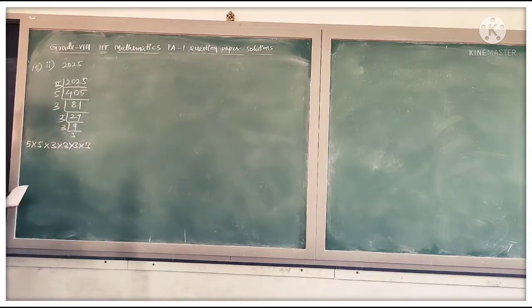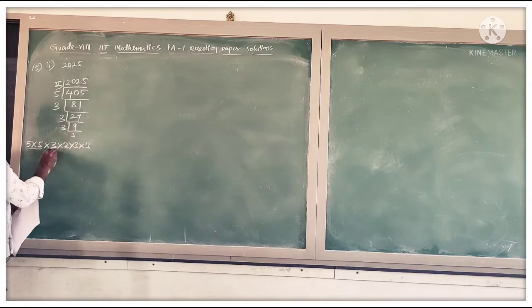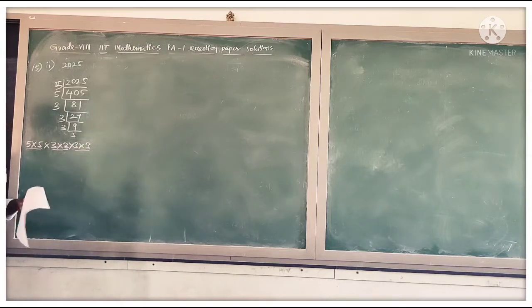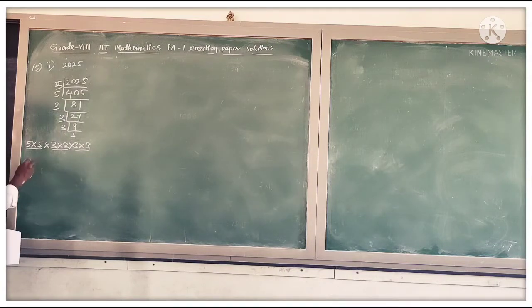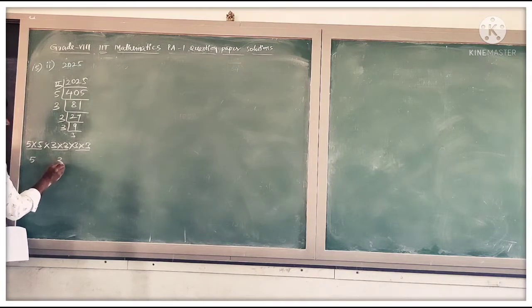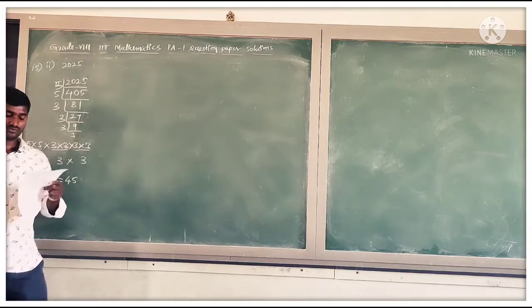So we can make pairs for every two similar factors. These two are one pair, these two are one pair, these two are one pair. To find the square root of the given number, we need to select one number from each pair: 5 from this, 5, 3 from this, and 1 3. Next we need to multiply. The product is the square root of the required number. So the square root of 2025 is equal to 5 times 3 is 15, 15 times 3 is 45. So 45 is the square root of 2025.